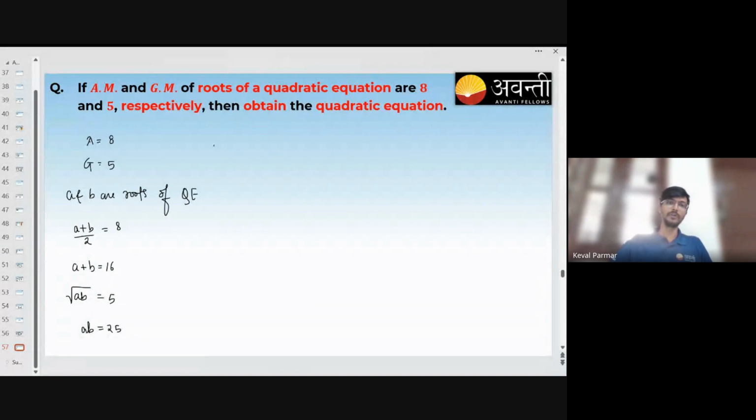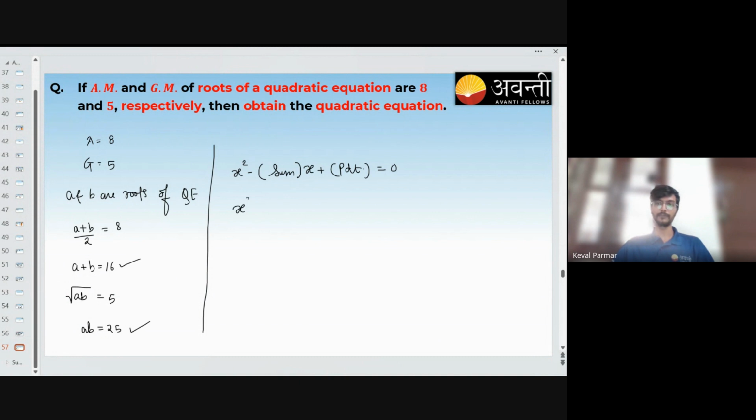We can form a quadratic equation from its roots by x square minus (sum of the roots) into x plus product of the roots equals 0. What is the sum of the roots? 16. Product of the roots, 25. So x square minus 16x plus 25 equals 0. Correct? So yeah, very good. You got the right answer, Rashmi. Superb.